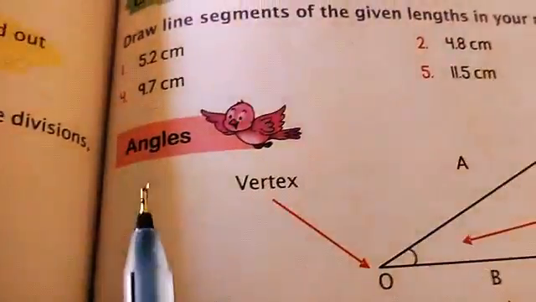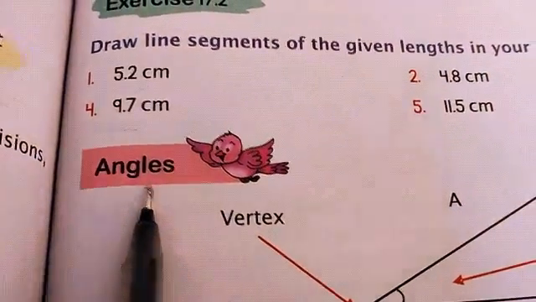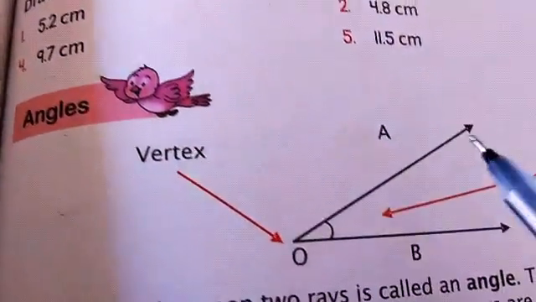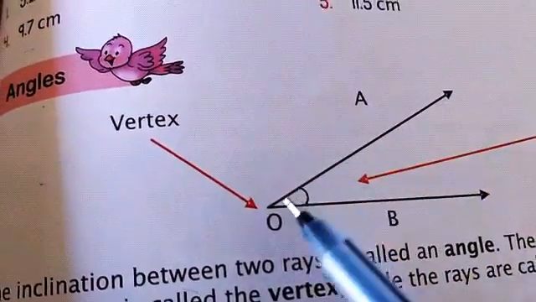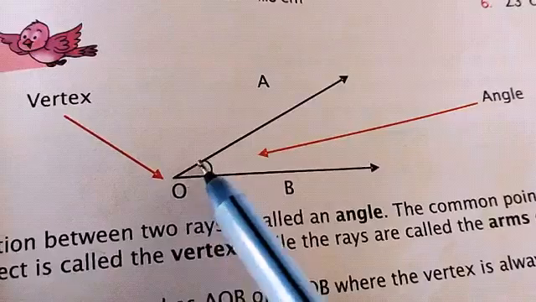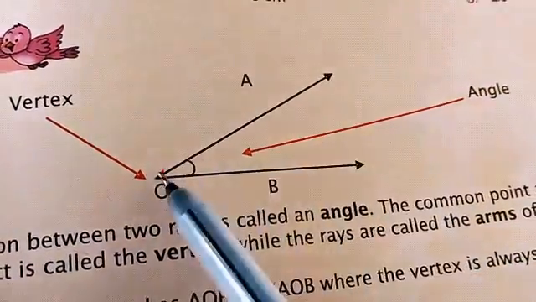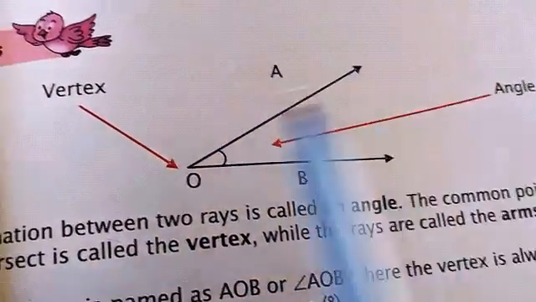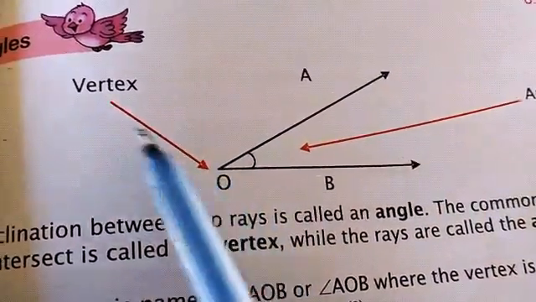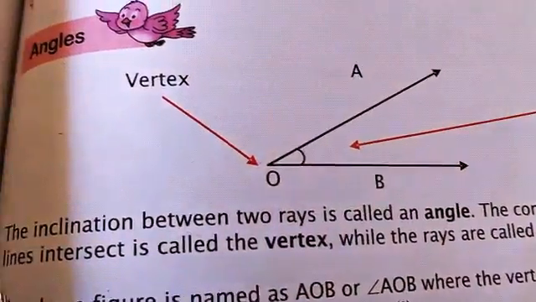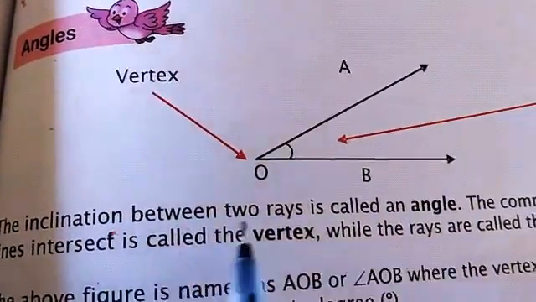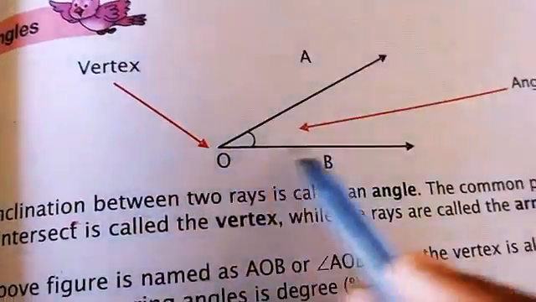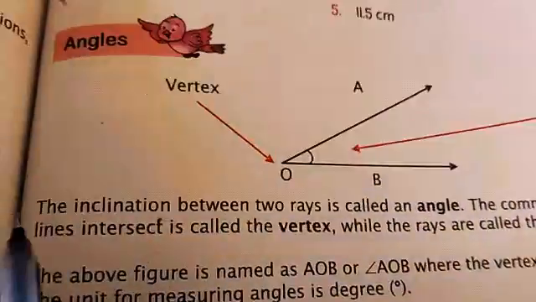Hello student, today we are going to learn what angles are. The way we make an angle is where the two arms are together at a point. This is called an angle, and this point is called the vertex, right? The inclination between two rays, when the two rays are joined together, is called an angle.